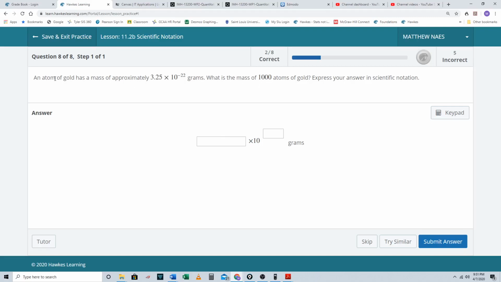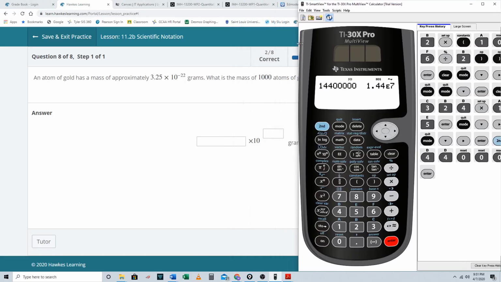An atom of gold has a mass of approximately 3.25 times 10 to the negative 22 grams. What's the mass of 1,000 atoms of gold? Basically, you would type this in your calculator and then multiply it by 1,000. You should be fine with this being in scientific notation. So let's do this one. This is a bit tricky.